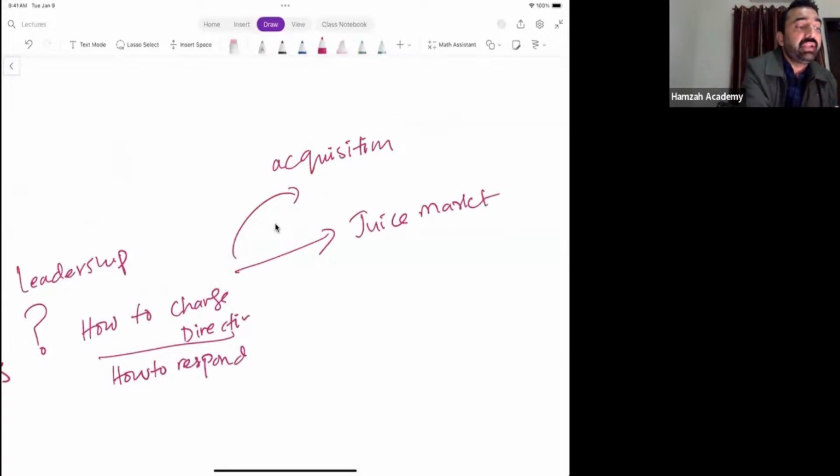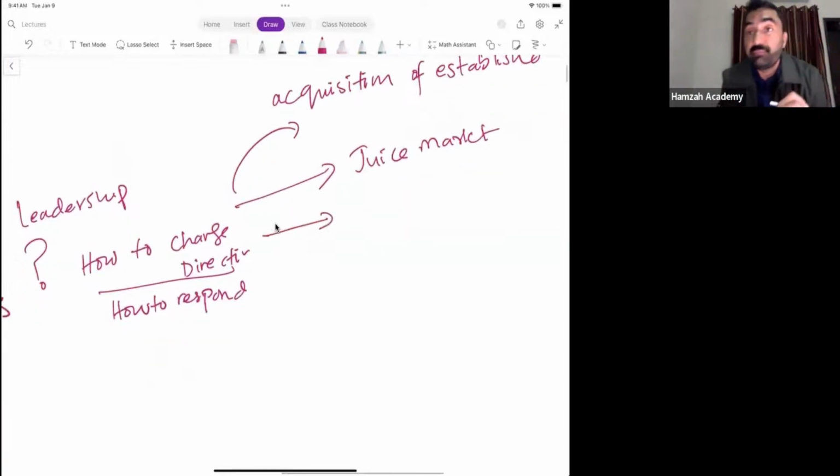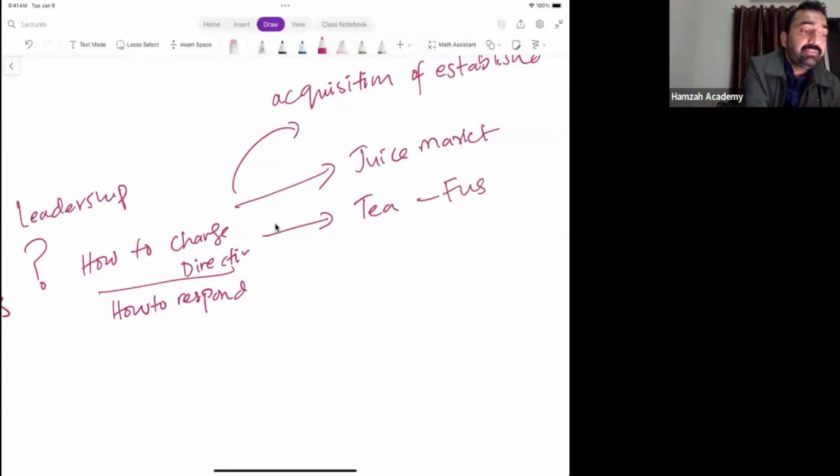But if there are already established juice brands, Coca-Cola has acquired those established juice brands. Coca-Cola has also invested in or acquired tea brands as well. For example, in some markets there is a rising demand for tea. For example, in Mauritius, you might have seen Fuse Tea. Have you seen this brand in Mauritius, Fuse Tea?